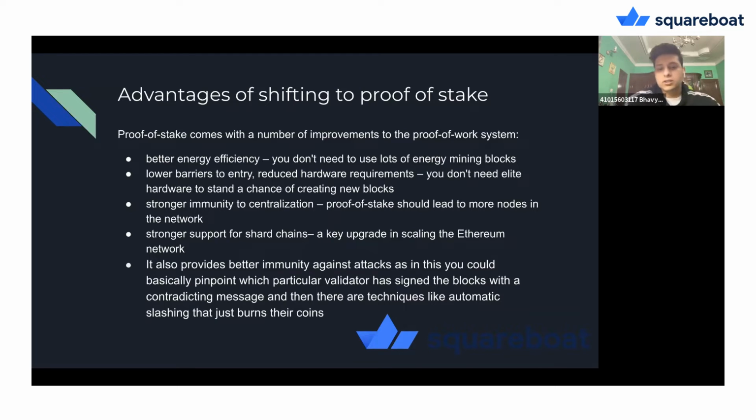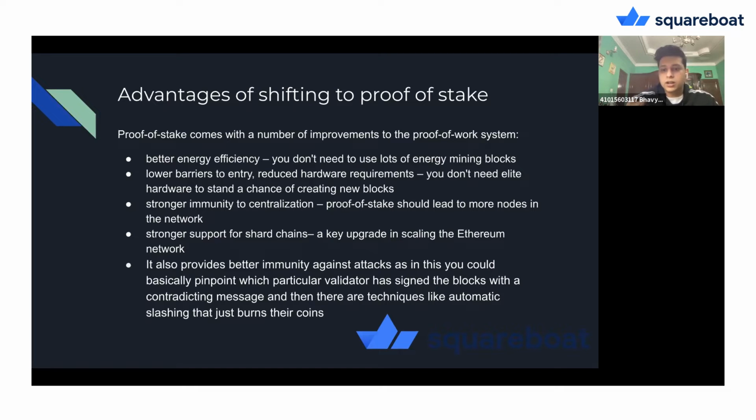Also, in case of proof of stake, finding what the issue is and where it is, like who is the culprit in this particular chain, the point of fraud, is easier, because there are certain mechanisms like automatic slashing that help to pinpoint which particular user caused the conflict in the chain.